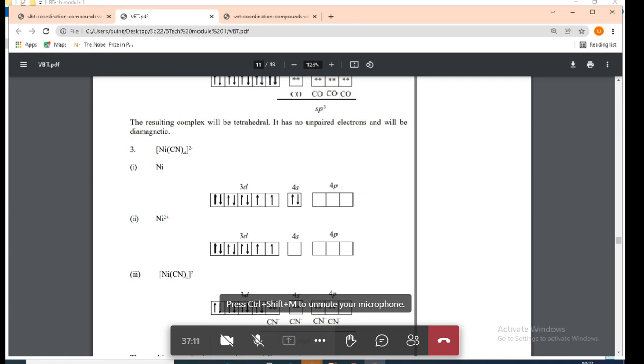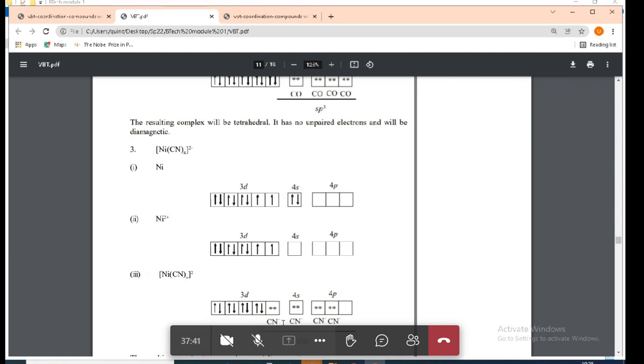So a square planar shape with dsp2 hybridization. The advantage here is that because cyanide is a stronger ligand, it could get a lower energy level. You could use up the 3d instead of using all the 4p, going to a higher orbital. It got the advantage because of it being a stronger ligand. It tends to pair up these two electrons, so they get paired up.